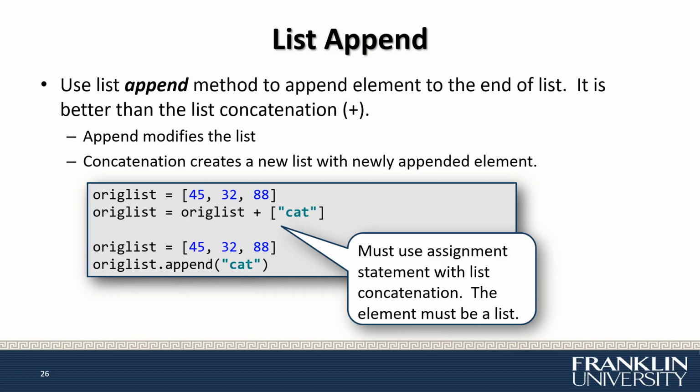And when you're using the concatenation operator plus, the operand must be a list, so it has to be enclosed in square brackets. With append, the operand is just the data you want to append. It is much easier to use the list append method.